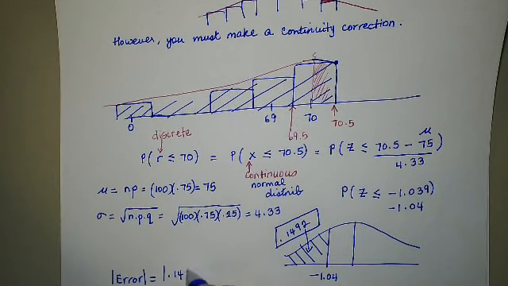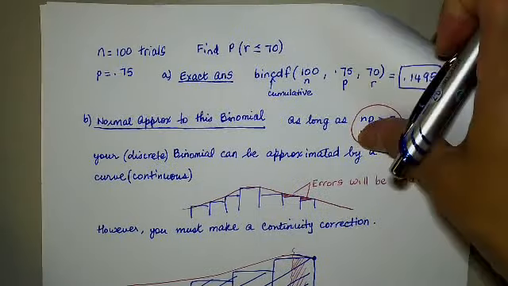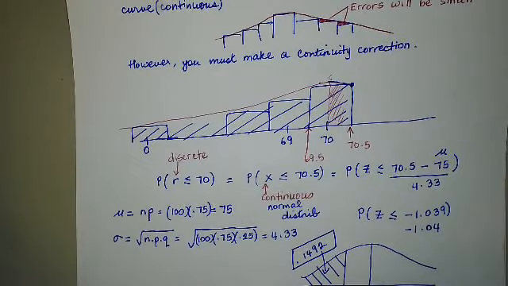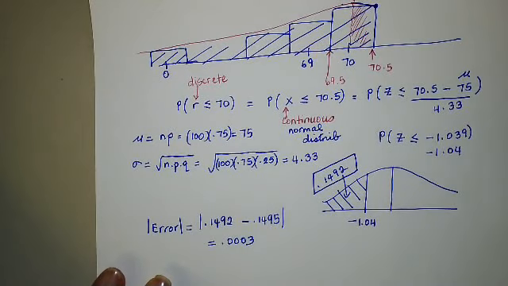So the error, absolute value of the error, is equal to 0.1492 minus the exact answer. The exact answer used to be 0.1495. I did that up on the top. So 0.1495, my answer, 0.0003. Imagine you're only off by 0.0003 and you didn't even use discrete methods. You used a normal curve to approximate this probability. Get it or no? Cool, right?